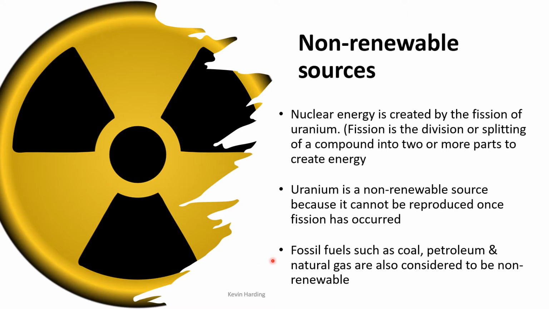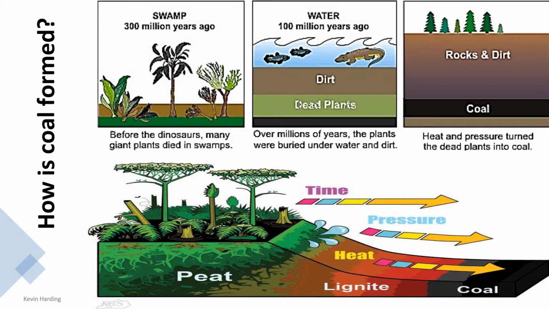In the same way, as I've already said, the fossil fuels, the coal, petroleum, and natural gas, are considered to be non-renewable. So how is it that coal is formed? Like I said, many geological ages ago, we started with plants. There were a whole bunch of plants, and this was, as we've got in this diagram, before the dinosaurs even existed. So we had these plants roughly 300 million years ago.